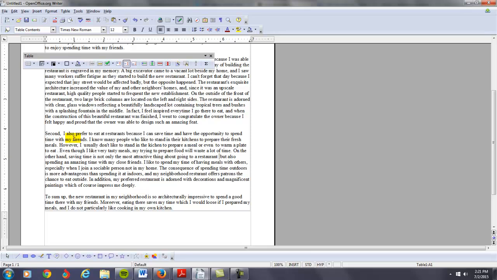Okay, our next paragraph. I also prefer to eat at restaurants because I can save time and have the opportunity to spend time with my friends. I know many people like to stand in their kitchens to prepare their fresh meals. However, I usually do not like to stand in the kitchen to prepare a meal, even to warm a plate to eat. Even though I like tasty meals, my trying to prepare food will waste a lot of time.